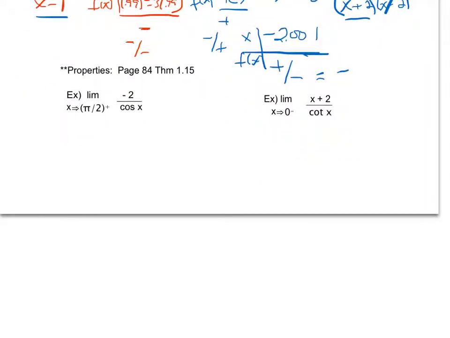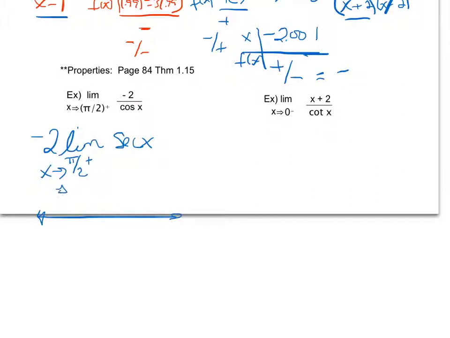So I see I have negative 2 over cosine of x. So I'm going to say that's the same thing as negative 2 times the limit as x approaches pi over 2 from the right of 1 over cosine of x, which is secant of x. And instead of plugging numbers into secant of x, because I can't do that as fast in my head, I can graph secant of x in my head really fast.